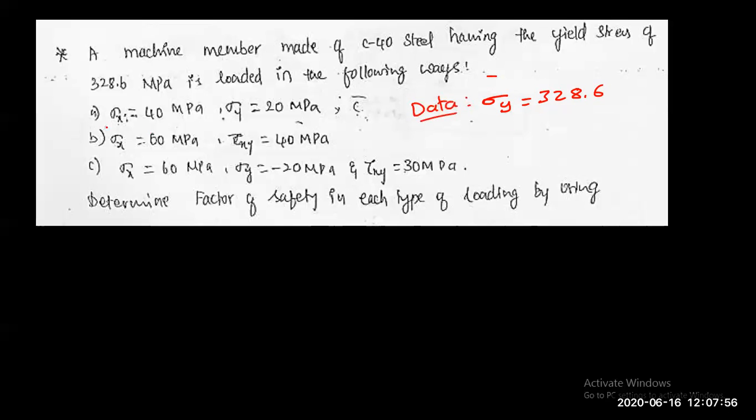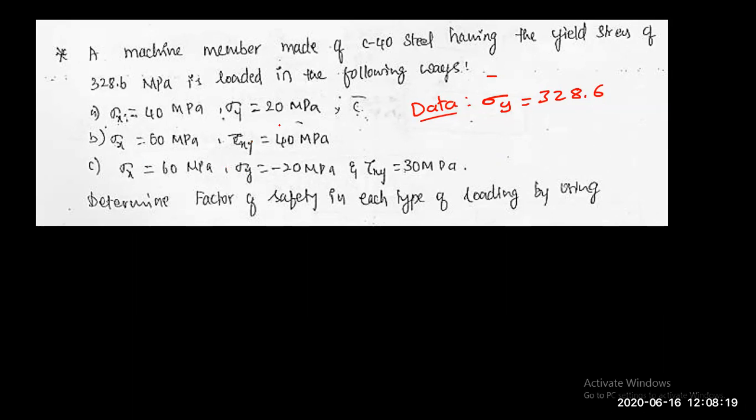And we have axial stresses given. So there are three separate cases. You have sigma x as 40 and sigma y 20. Similarly, you have sigma x and tau. You have sigma x, sigma y, and tau. So this is similar to biaxial with shear, and uniaxial with shear.